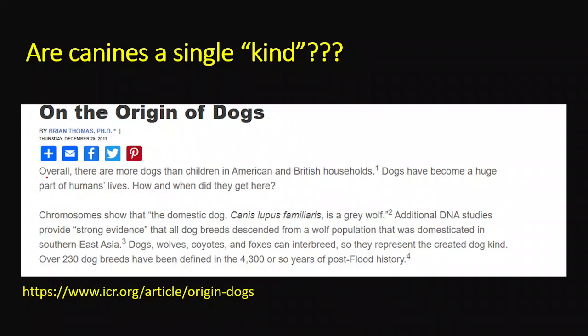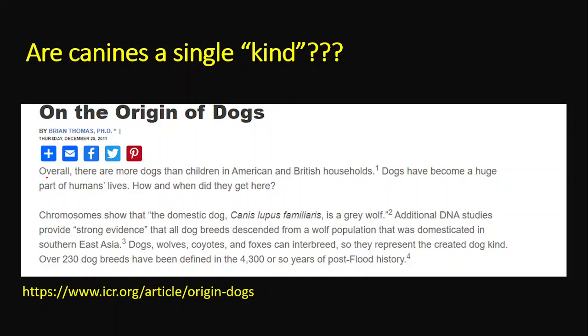They're not separately created. But then they go on to say dogs, wolves, coyotes, and foxes can interbreed, so they represent the created dog kind, right? They're using the ability to hybridize as their identifying characteristic of being a kind. And here they're suggesting that dogs, wolves, coyotes, and foxes are the most different kinds of canine there are, genetically and morphologically. So this is an affirmation that all the canine species alive today are a single kind, formed in the post-flood history.